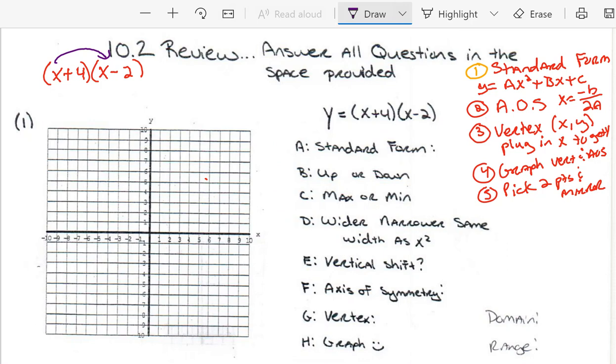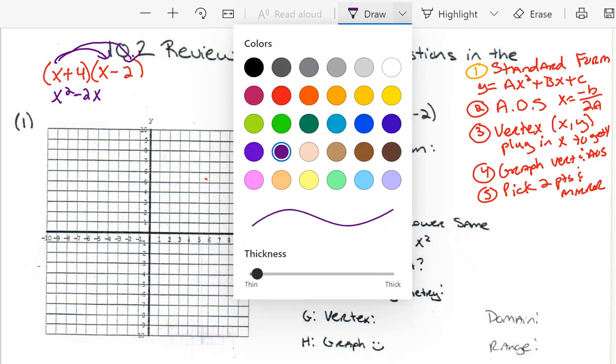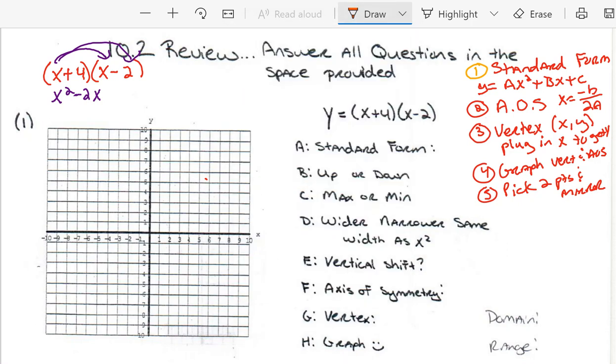So it's going to be x times x, I get my x squared. X times negative 2, I get negative 2x. Then I distribute my 4. 4 times x is 4x. And 4 times negative 2 is negative 8. I'll then combine like terms, and I get x squared. These two can be combined. So plus 2x minus 8 equals y. We put the y in front. All right, so this is our standard form.